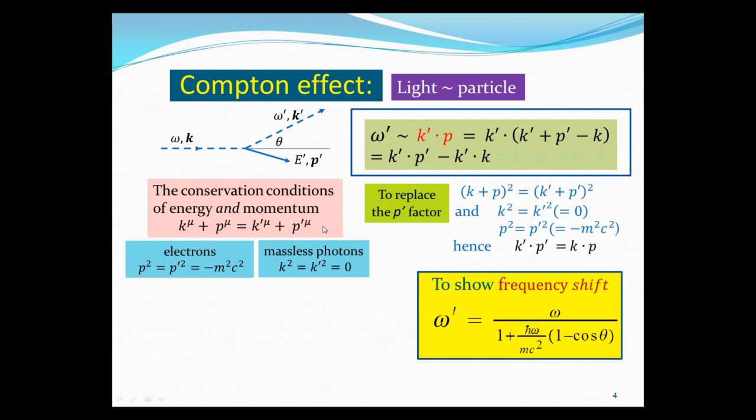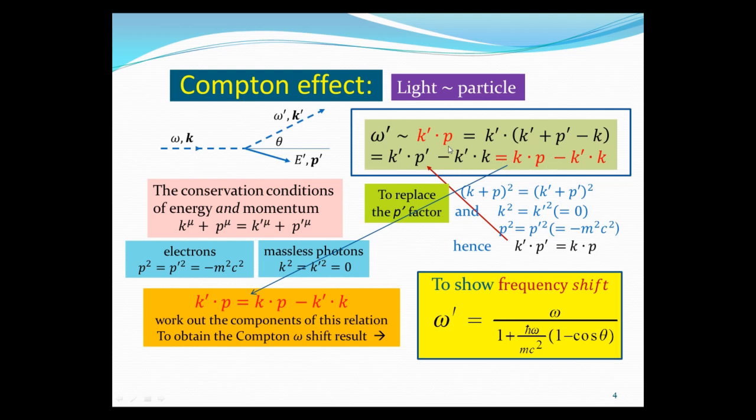Again, we're using energy-momentum conservation. We square this equation on both sides, so k plus p squared equals k prime plus p prime squared. Using the fact that k squared equals k prime squared and p squared equals p prime squared, this relationship tells you the cross terms are equal, so k dot p equals k prime dot p prime. This way I can replace k prime dot p prime by k dot p. So k prime dot p equals k dot p minus k prime dot k. I'll write this relation in red here, and you will see it on the next slides.